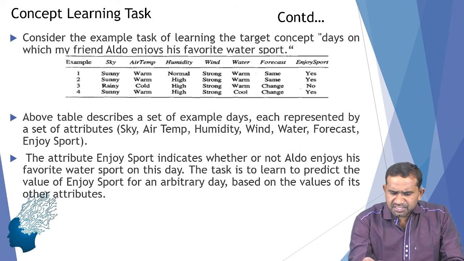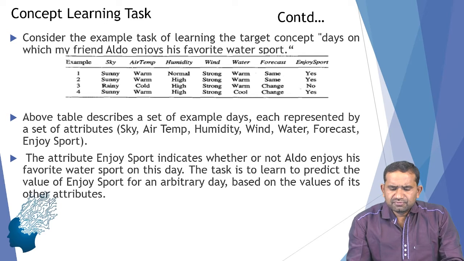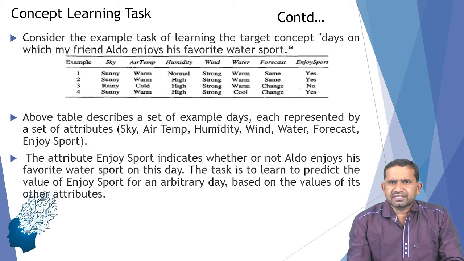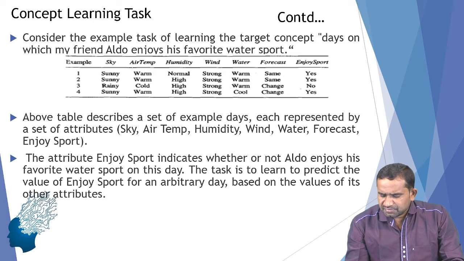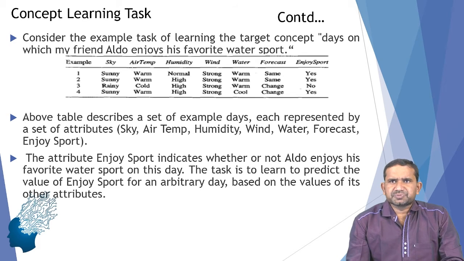Based on all these conditions, the attribute values are sunny, warm, normal, strong, warm and same. There is no malfunction, no defect in the weather conditions across the 6 attribute values. Automatically the final result becomes yes: Aldo always enjoys the water sport.